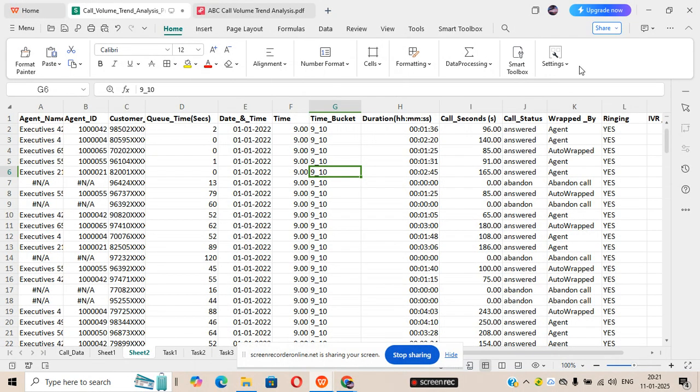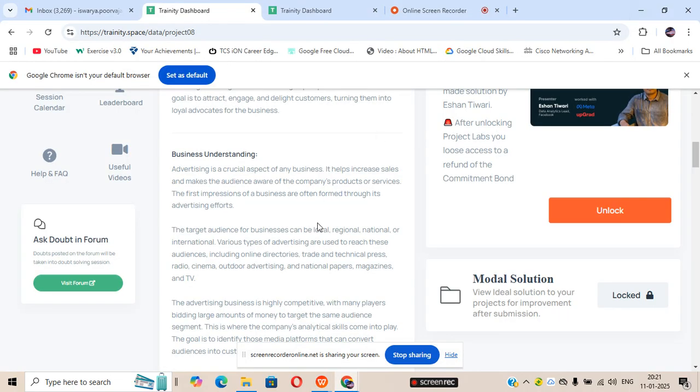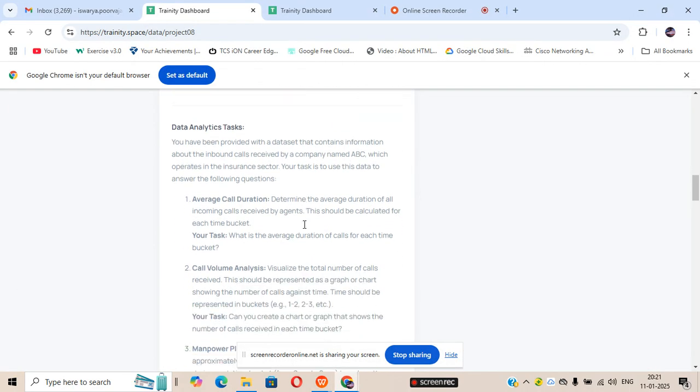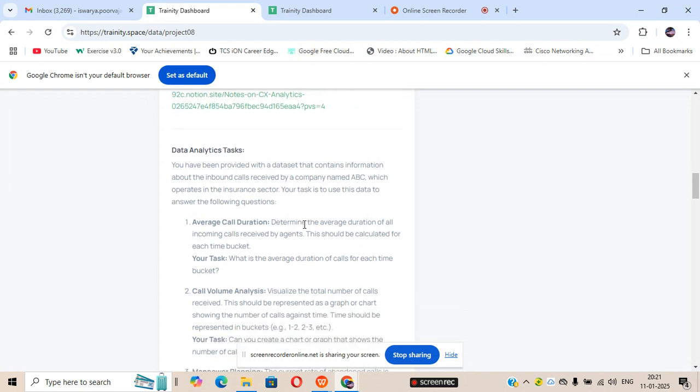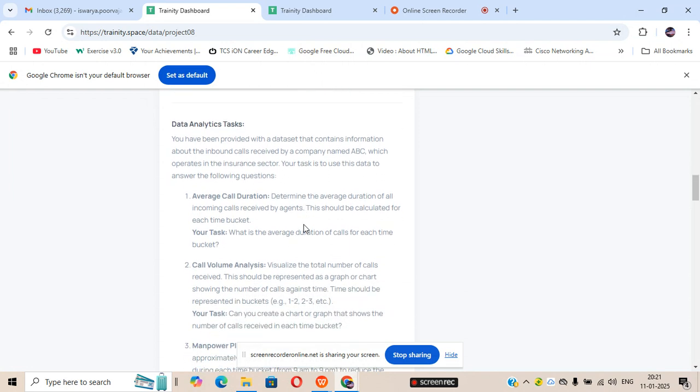This is the cleaning process I have done. After that, moving to the data analytics task. The first task is calculating the average call duration: determine the average duration of all incoming calls received by agents. This should be calculated for each time bucket. My task is to calculate the average duration of calls for each time bucket.